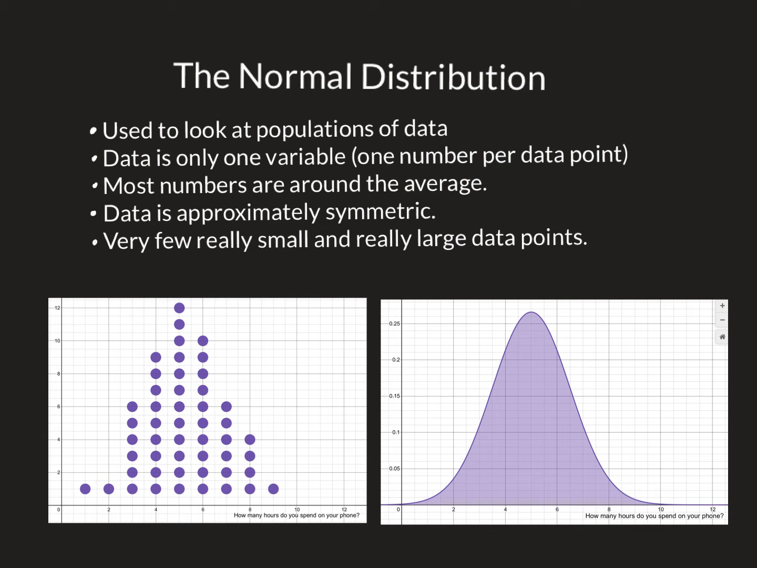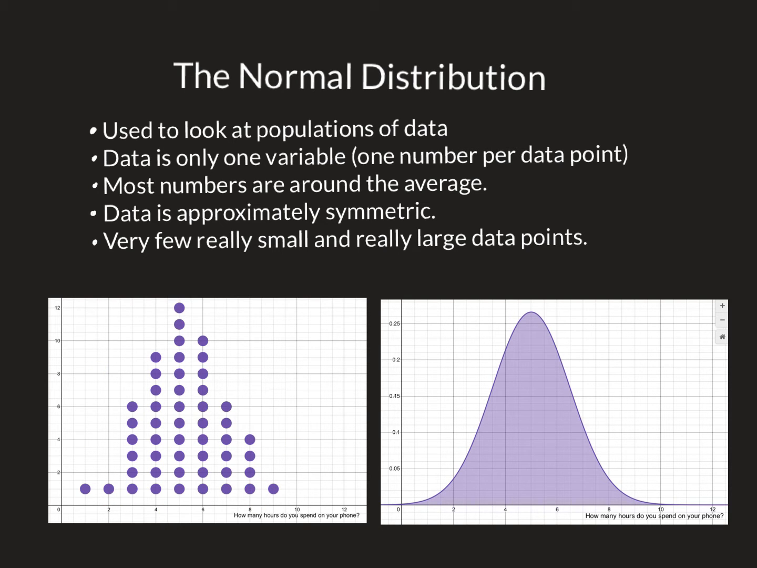This person spends 2, and these 1, 2, 3, 4, 5, 6 people spend 3 hours on their phone. Notice what happens here: you get a bunch of people around the average, which apparently is 5 hours on the phone. Teenagers are wild. Then you have very few people who spend as much as 8 or 9 hours on their phone, and very few people who spend very little time on their phone. This creates what we call a normal distribution, where you have a lot in the center and then few on the left and few on the right.